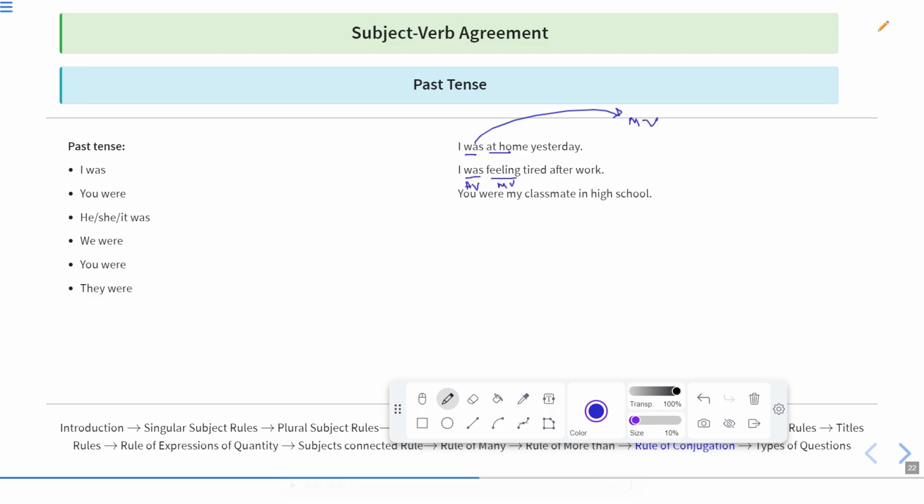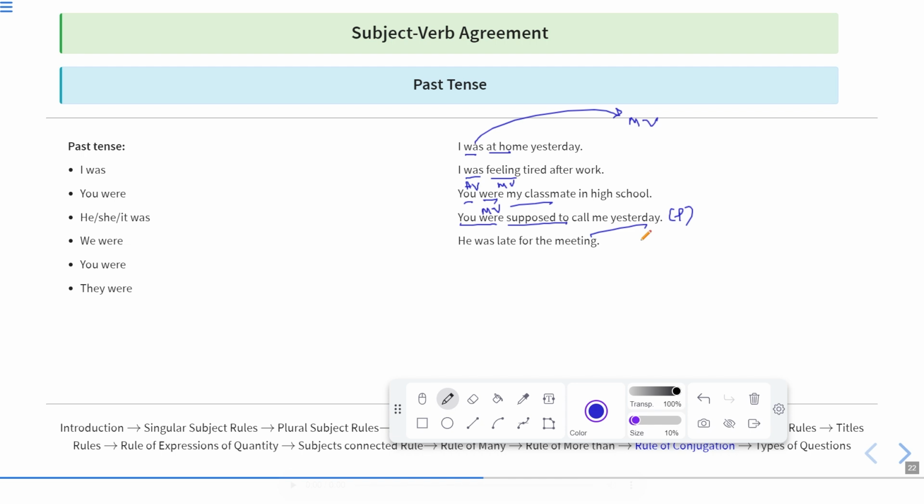Next is: you were my classmate in high school. So were is the main verb over here, which shows that your existence was as my classmate. So my classmate is the subject complement and you are is the subject over here. Okay. You were supposed to call me yesterday. Now this sentence, you were supposed to call me yesterday, this is the passive.